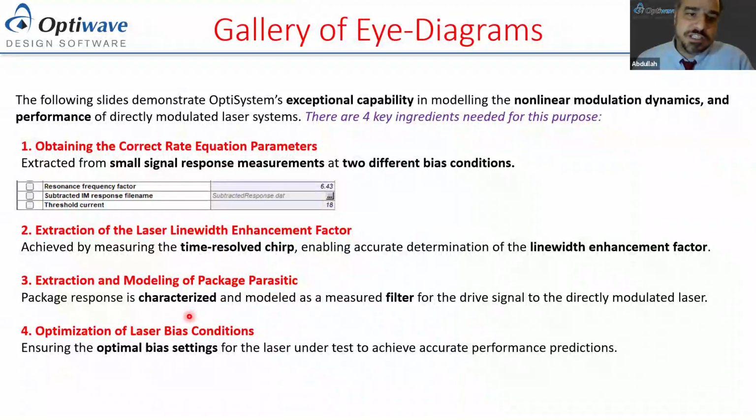And furthermore, if you successfully obtain the rate equation parameters, you could essentially model the laser parasitics. So you can get a model of the laser parasitics and extract it. And finally, the optimum bias conditions of the laser are essential.